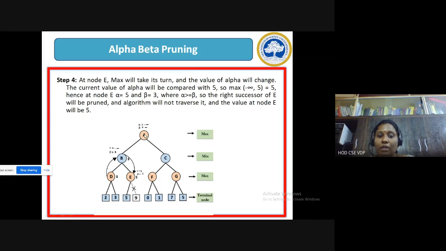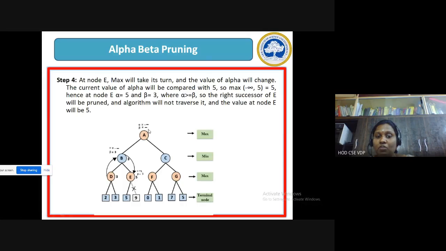Now going back to A. So what is going up from the child to the parent? S is equal to 3 goes up. Now where does that S is equal to 3 get assigned? It gets assigned to alpha because A plays the strategy of max. So alpha is equal to 3 and beta is equal to infinity.